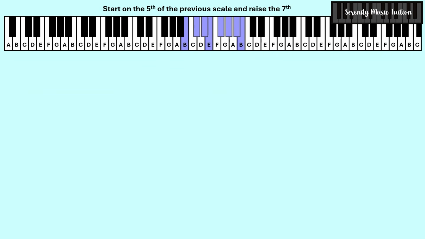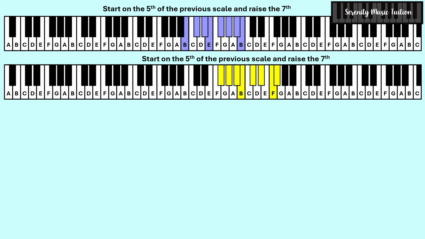And the pattern continues. Our next scale starts on the fifth note of E major, which is B major. We keep F sharp, C sharp, G sharp and D sharp from E major and we raise the seventh note of B major, which is A sharp. Our next scale starts on the fifth note of B major, which is F sharp major. We keep F sharp, C sharp, G sharp, D sharp and A sharp from B major and we raise the seventh note of F sharp major, which is E sharp.